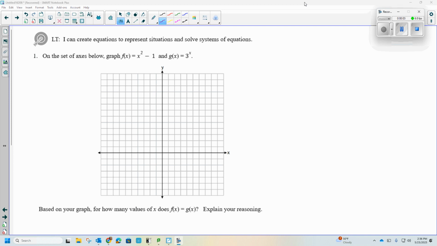So today's learning target is I can create equations to represent situations and solve systems of equations. Okay, so as you can see in question 1 here, we have a system of equations, two different equations. On the set of axes below, we're going to graph these two. Okay, now I'm going to talk about this one a little bit in reverse.